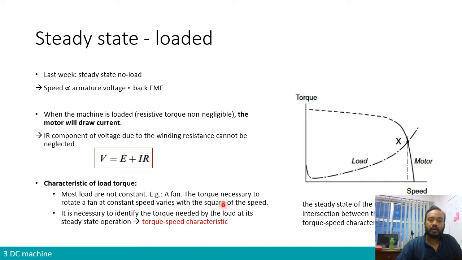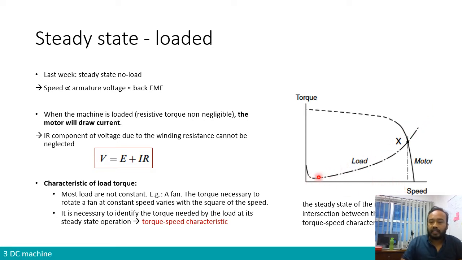In a fan, the torque that is necessary to rotate a fan at a constant speed, so let's say you want to rotate the blade of your fan at 500 RPM. The torque that is necessary to rotate your blade at that speed varies with the square of the speed. This graph explains the variation, which is more or less quadratic, that is proportional to the square of the speed.